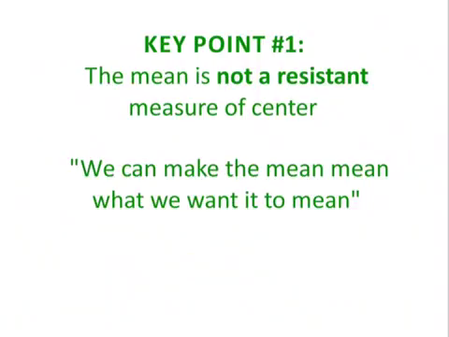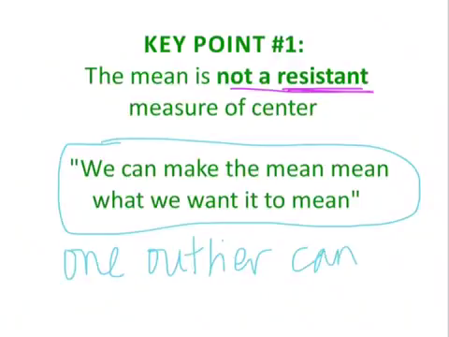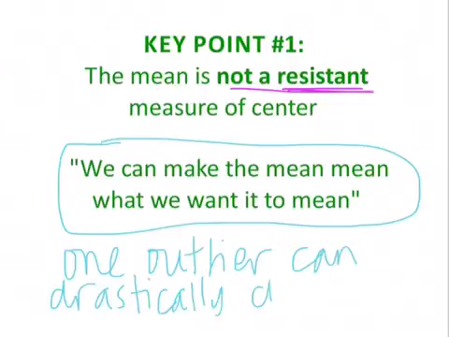So this brings us to key point number 1. The mean is not a resistant measure of center, meaning it does not resist well to change or to really high or really low values. So I made up this little fun rhyme. I say we can make the mean mean what we want it to mean. Meaning, no pun intended, if I have one outlier can drastically change the mean, or x bar.